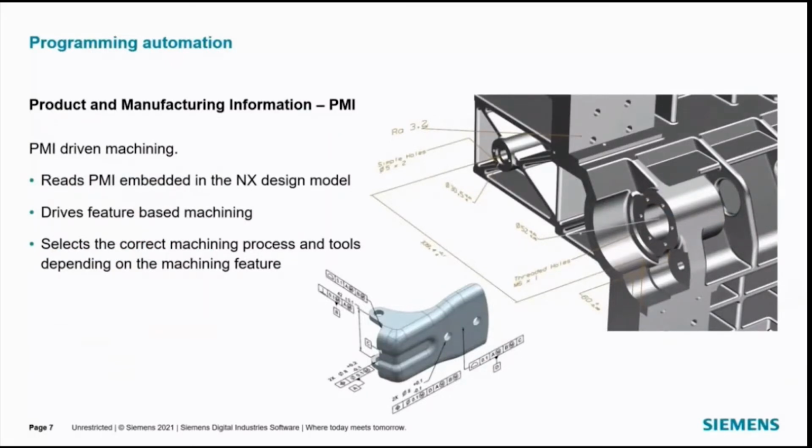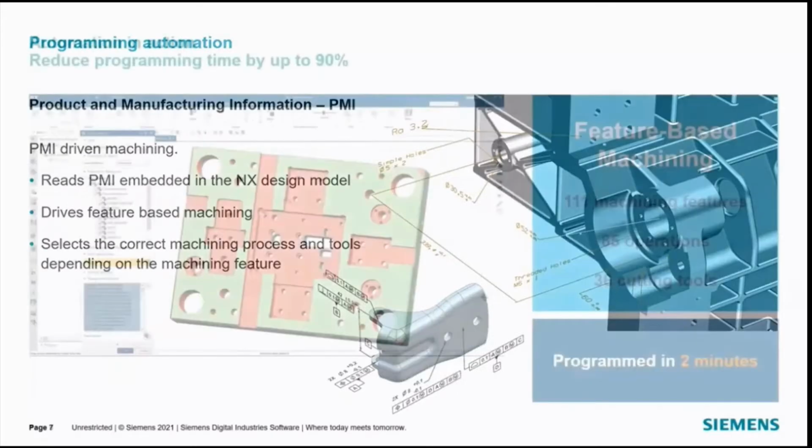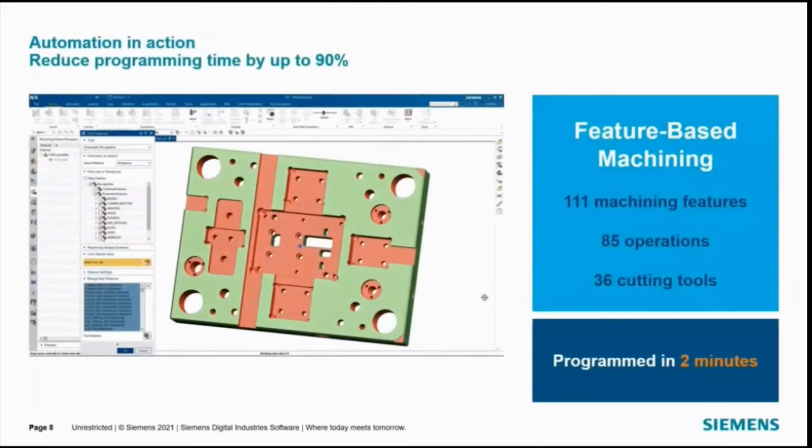NXCAM can also look at the CAD model and read product and manufacturing information, also known as PMI, that has been attached to the solid model by the designer as 3D model annotations. NX can detect PMI like dimensional tolerances and surface finish as data that could affect the selection of the machine process and tools. For example, a different level of tolerance could mean that we need to select a different machining method, perhaps with extra operations.